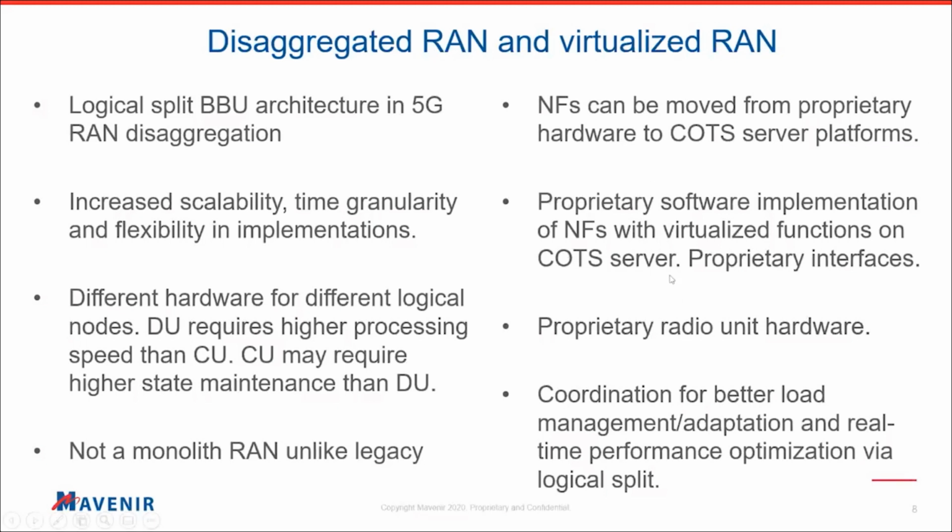Now, what about the virtualized RAN? In virtualized RAN, you can actually move network functions from proprietary hardware to commercial off-the-shelf server platforms. However, note that the software implementation of the network functions like CU-UP, CU-CP, DU, etc., these are all proprietary. And the functions are basically virtualized functions that sit on COTS servers. And those F1 and E1 interfaces that you saw are also proprietary. And the radio unit hardware is also proprietary in nature.